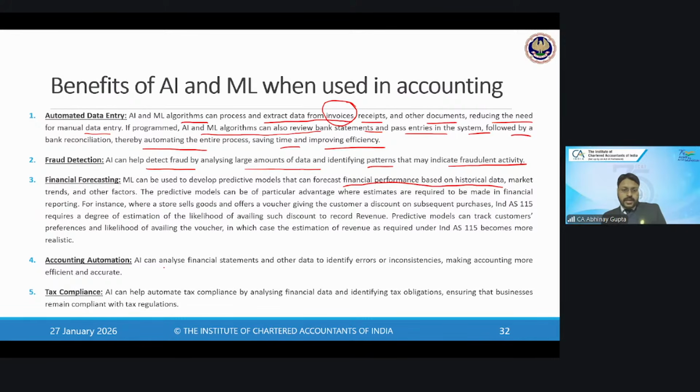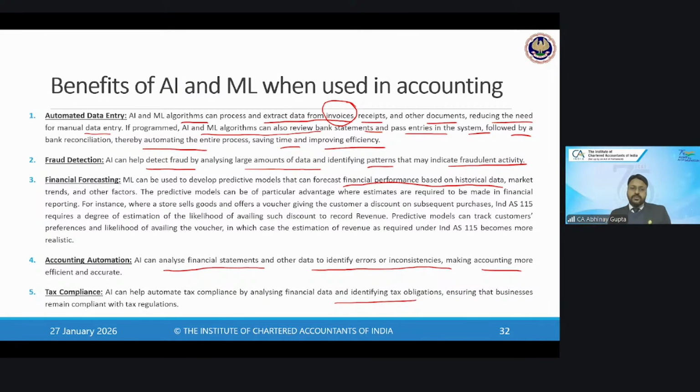Accounting automation. AI can analyze financial statements and other data to identify errors and inconsistencies, making accounting more efficient and accurate, right? And the tax compliance. So they can simply do the tax compliance as well on your behalf. You don't need to spend so much time and energy in doing that.